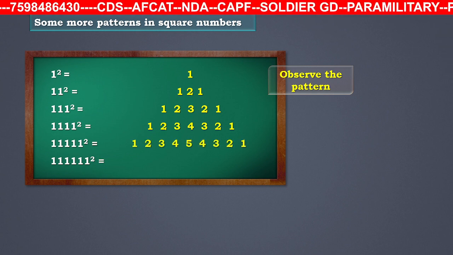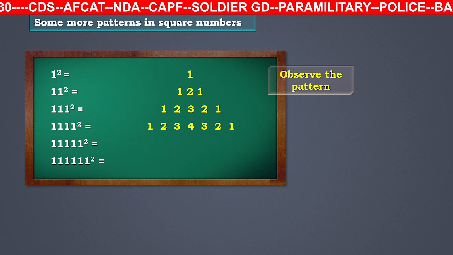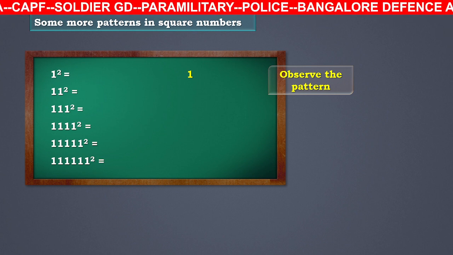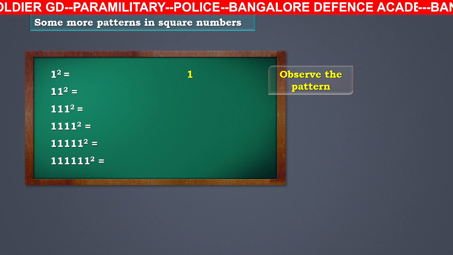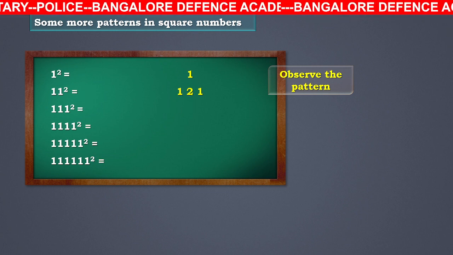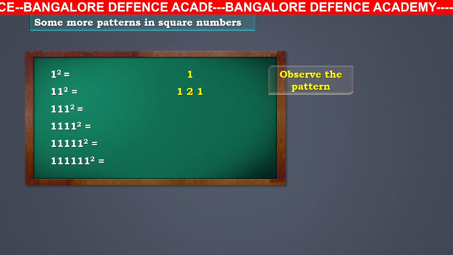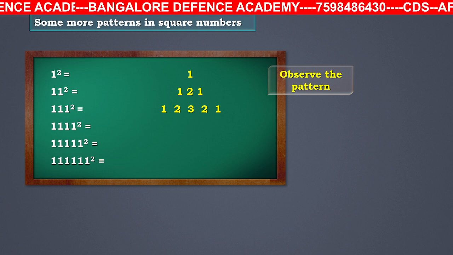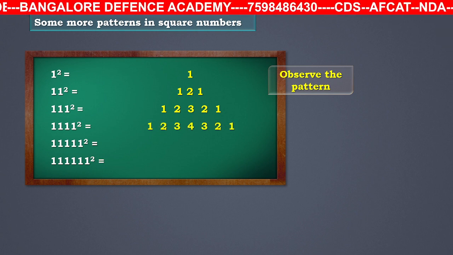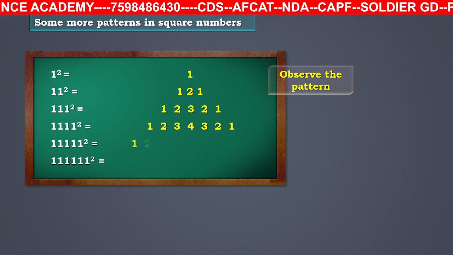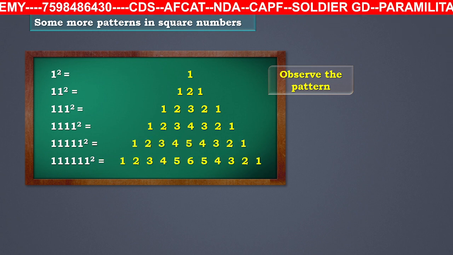What's happening here? You have to count how many 1s you have. So let us try to go back. This is only 1 square, 1. Now 11 square, how many 1s you have in the 11? We have 2. So that's why I write 1 2 1. Next 111 square, you have 3 ones there. So what I do, 1 2 3, then again I'll write 2 1. The next I can see 1111, 4 ones I have, so I'm going to write 1 2 3 4 and then 3 2 1. In the similar way you keep going. You get the answer. So this is one beautiful pattern in the squares.